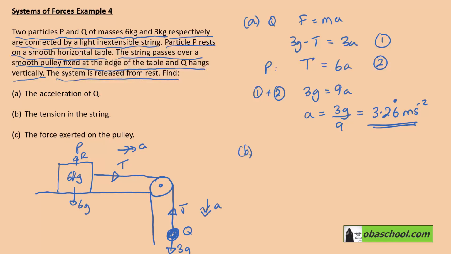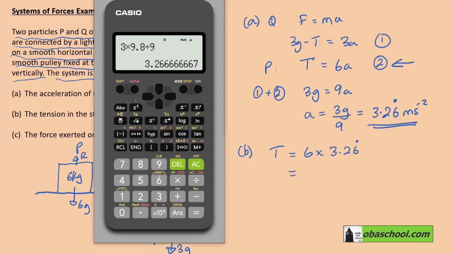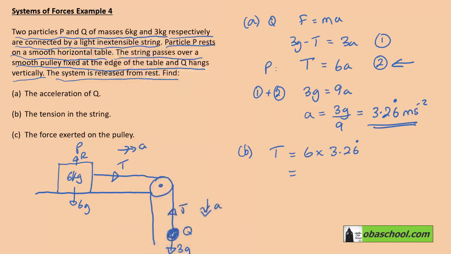And in part B, we want the tension of the string, and we can see from 2 that that's just equal to 6a, so that's going to be 6 times 3.26 recurring. So I'm just going to multiply my last answer by 6 and get 19.6 newtons. And finally, we want the resultant force acting on the pulley.